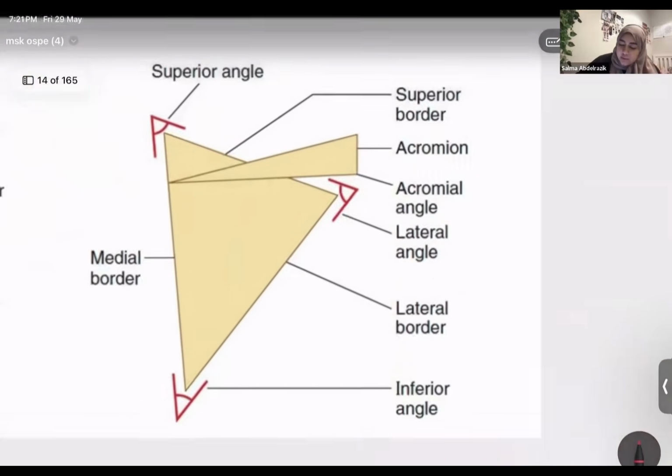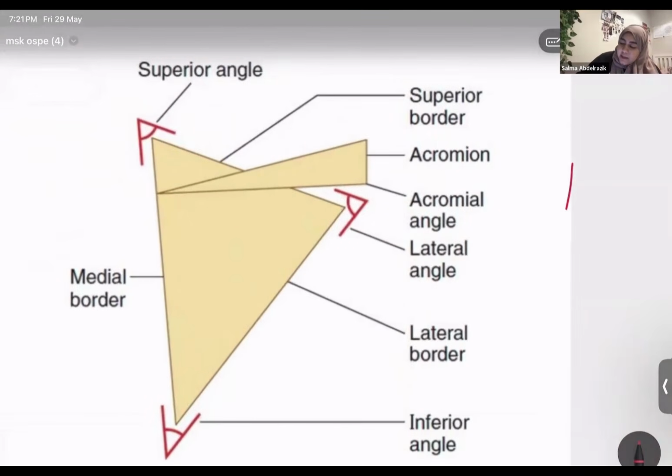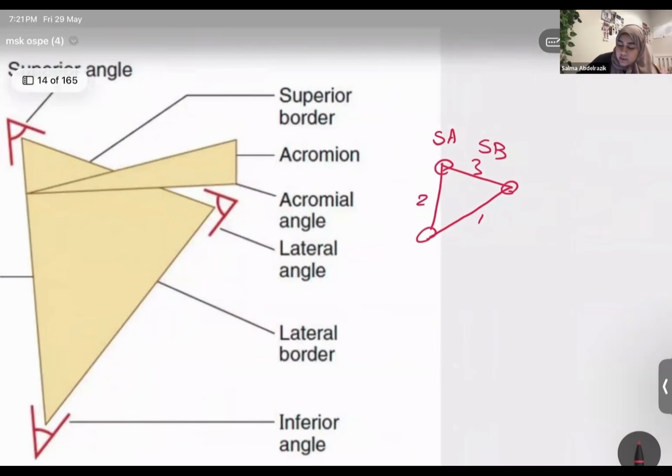Let's zoom into the simple one first. Scapula is like a pizza slice. And pizza is triangular, so that means it has 3 angles, 3 borders. This one is pointing up, so it will be the superior angle. Beside it would be the superior border. And this one is lateral, or pointing away, so it's lateral angle. With it would be the lateral border.